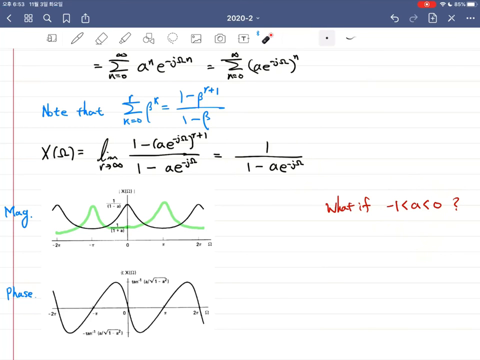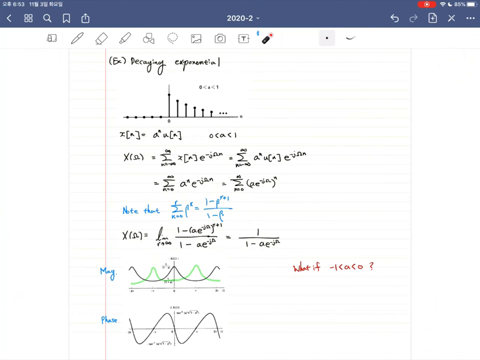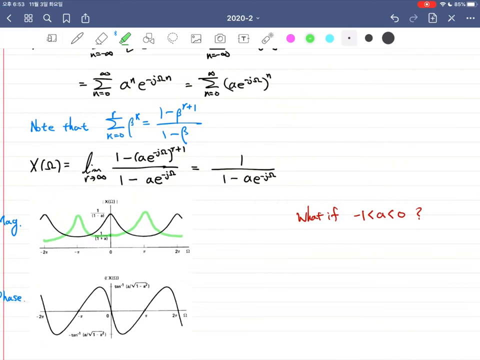And we will cover this in detail when we study filtering, which is, I think, in a couple of chapters, where we will study more about filtering, and I think we will cover this function one more time. So if a is from -1 to 1, then you can see that the magnitude function will look like this. Okay?